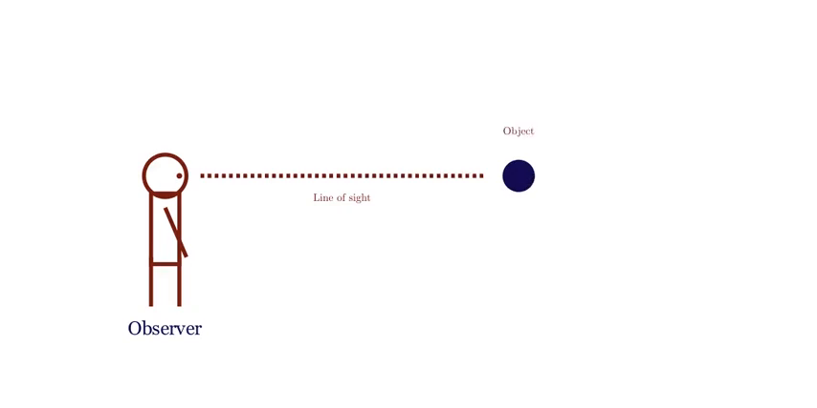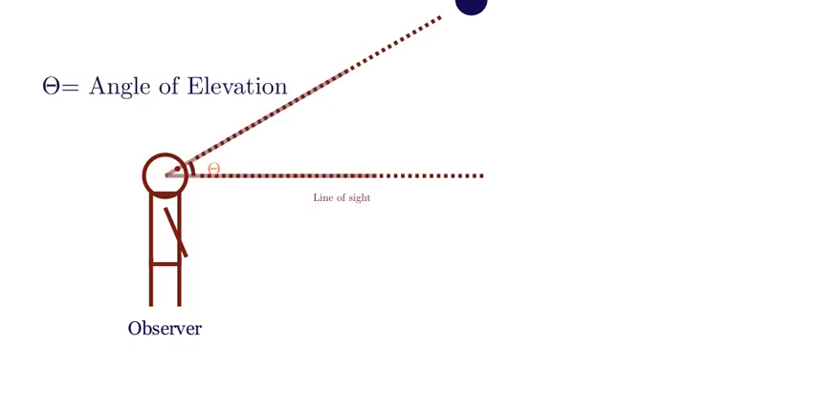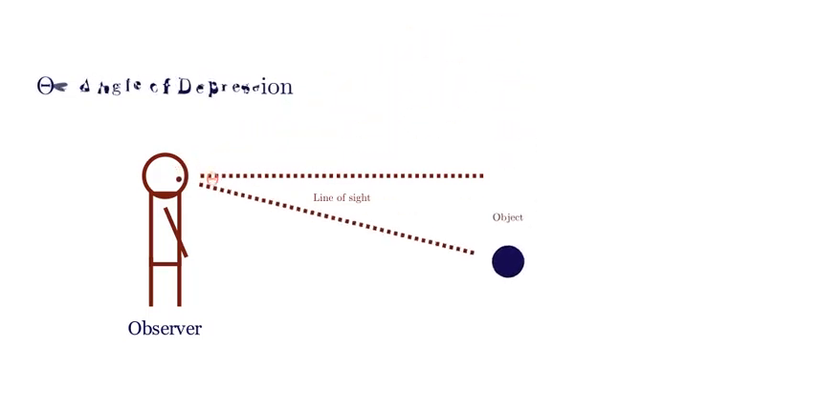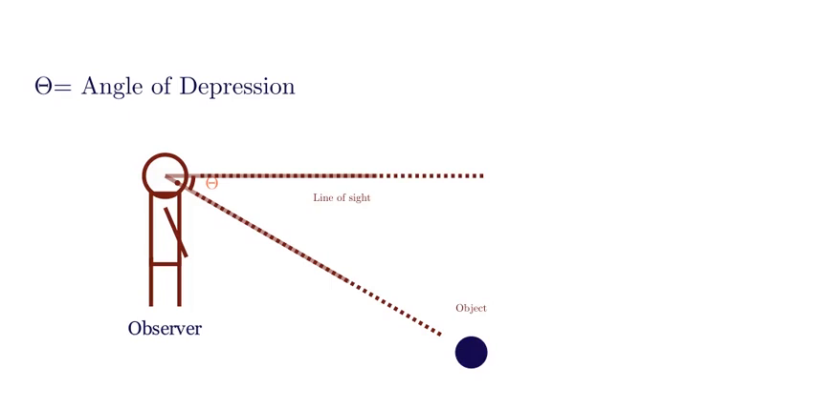If the observer is observing an object above the line of sight, we call this angle the angle of elevation. But if the observer is observing an object below, we call this angle the angle of depression. Let's jump into question solving.